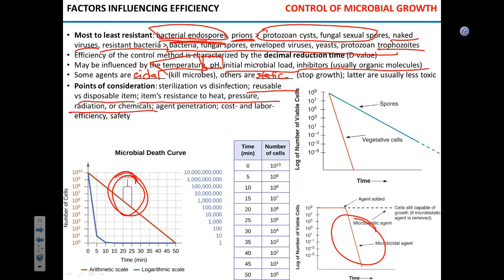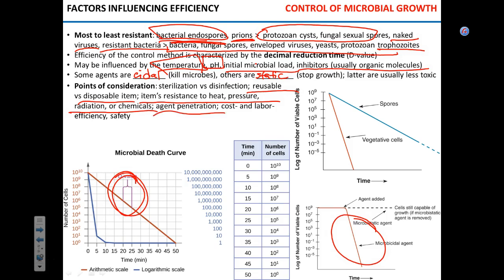Can the item withstand heat or pressure, radiation or chemicals? If you want to sterilize syringes, which are plastic, you cannot stick them in the autoclave. You can expose them to certain chemicals, yes. You can expose them to gamma radiation, that's a different story. But you have to think about this. Does that make sense?